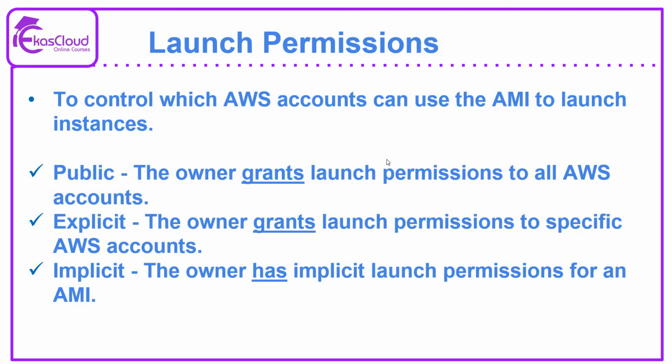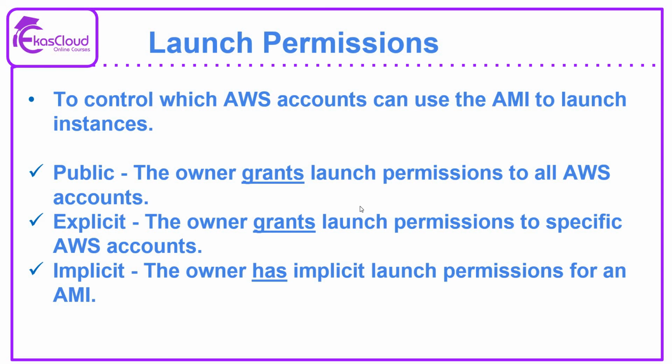The last slide will be on the launch permission. This is the permission that is granted to a particular AWS account in order to use an AMI. So that will be the kind of permission you have at the point where you want to launch an AMI.